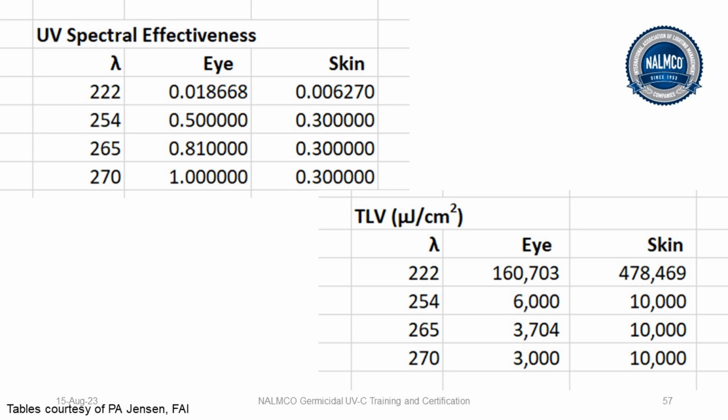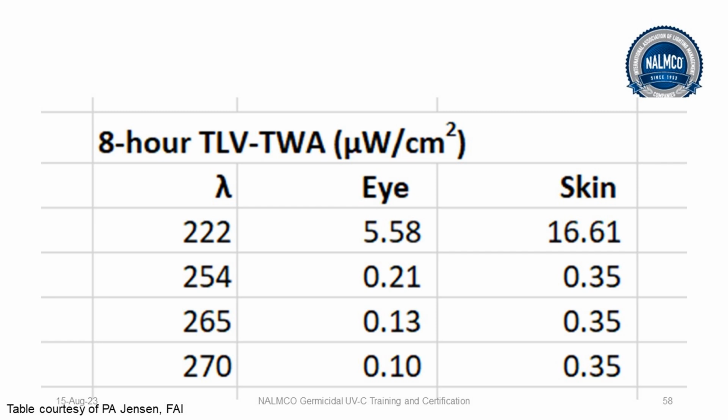So if we look at the second graphic, or second table, we've got the same wavelengths, 222, 254, 265, 270. If we take a look at exposure limit for the eye, it's 3,000 for 270, it's 6,000 for 254, and it's 160,000 for 222. And then for skin, it's all the same for 254, 265, and 270. But for 222, it's 478,000 microjoules per square centimeter.